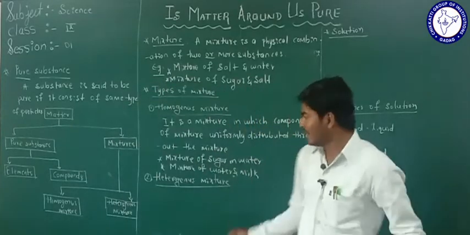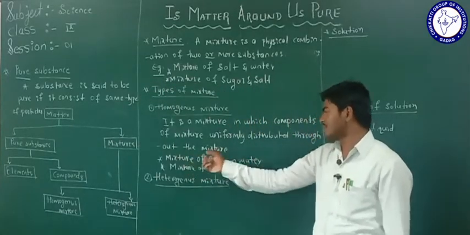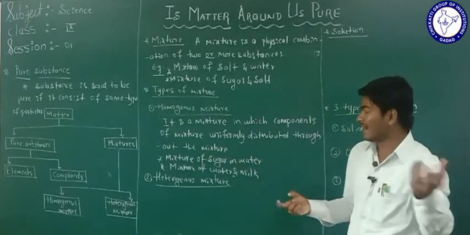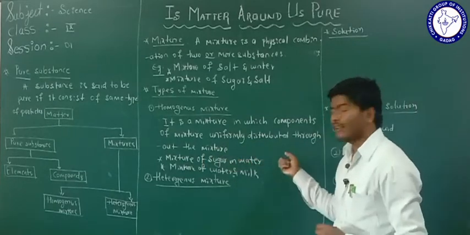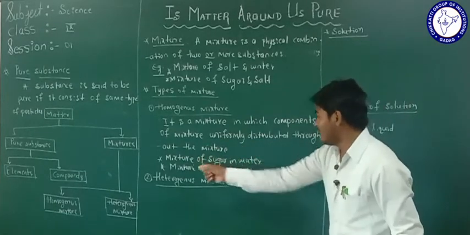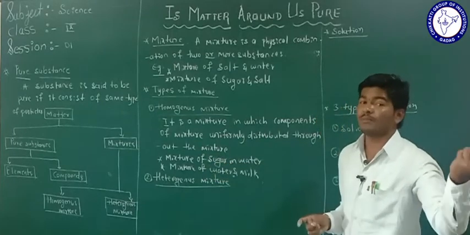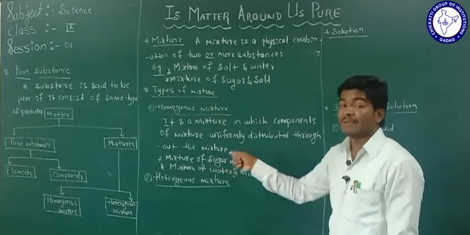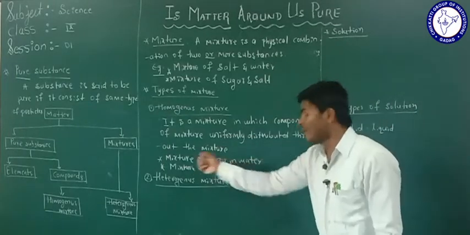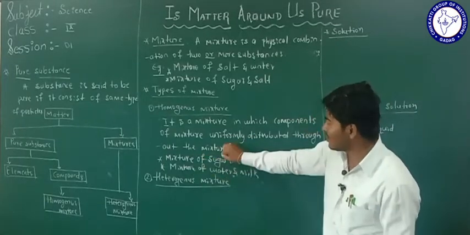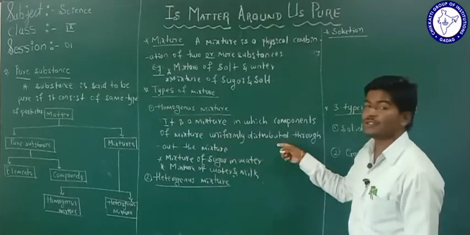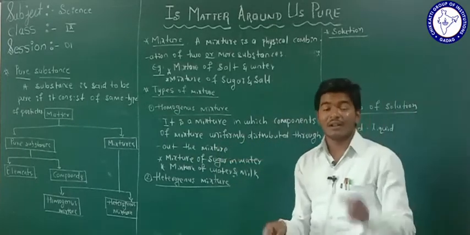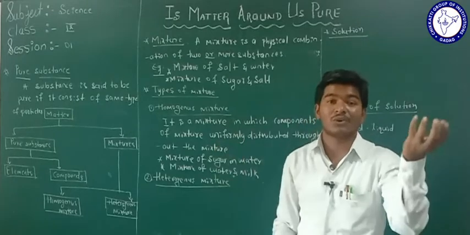See here, in this mixture, what are the components? Sugar and water. Sugar will be dissolved in the water. This mixture is said to be homogeneous if and only if the component of that mixture, that is the sugar, is uniformly distributed, uniformly dissolved throughout the mixture.